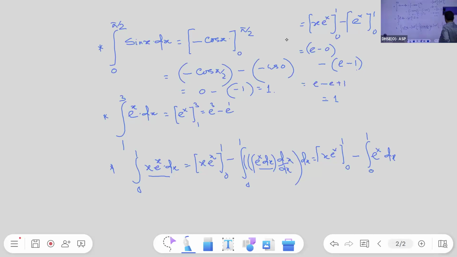Then come to geometrical interpretation of definite integral.